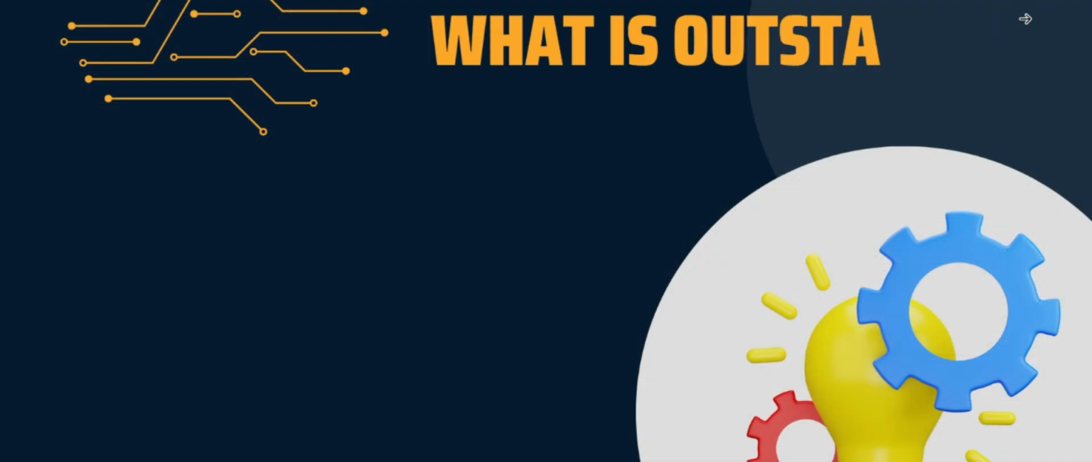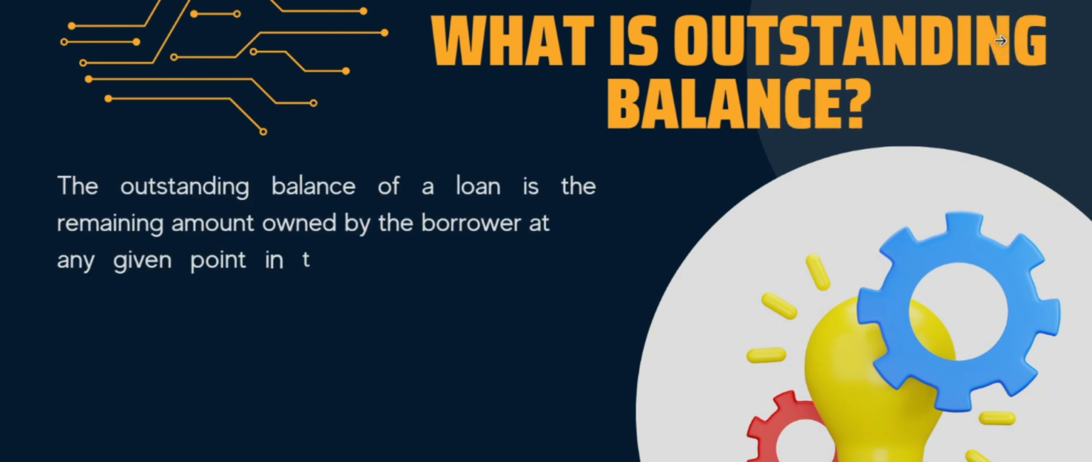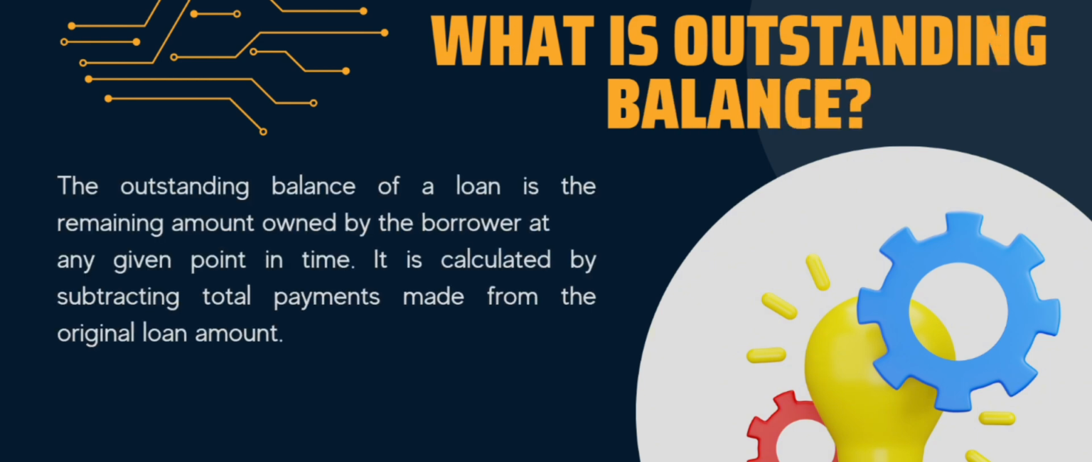Next, what is outstanding balance? The outstanding balance of a loan is the remaining amount owed by the borrower at any given point in time. It is calculated by subtracting total payments made from the original loan amount.